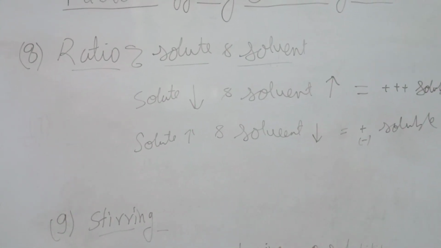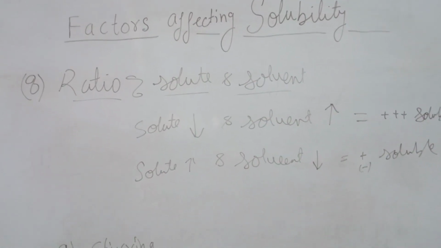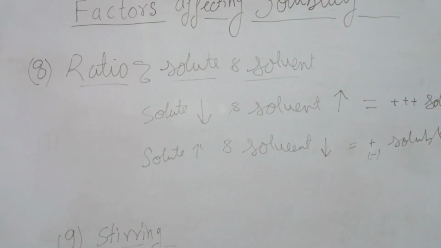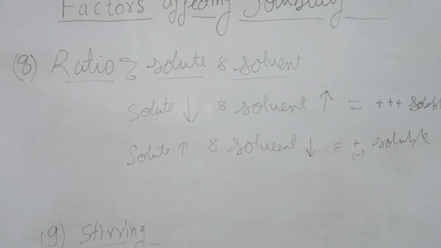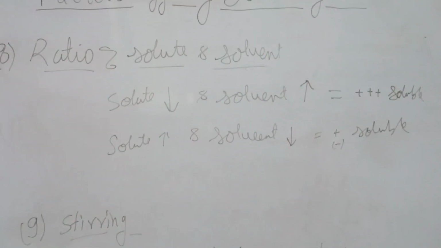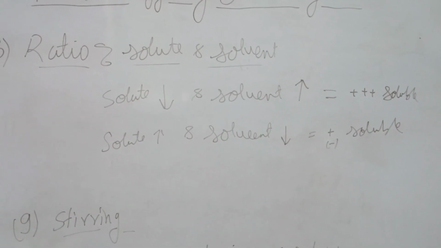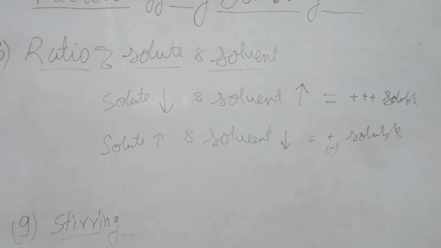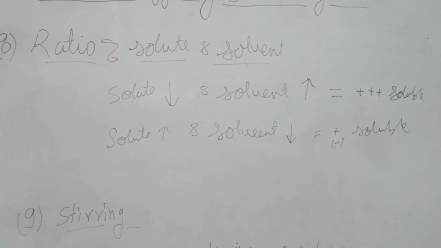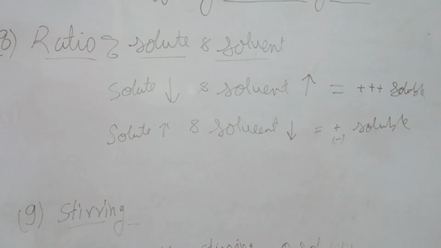So let us discuss the next factor affecting the solubility, the eighth factor, which is the ratio of solute and solvent. How does the ratio of solute and solvent affect the solubility? In a general sense, in order to produce a solution, practically the solute must be present in a small amount compared to the solvent. Whenever we want to produce a solution, the net quantity of solute must be comparatively less than the solvent.